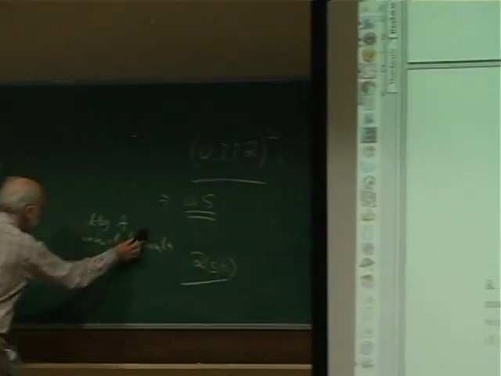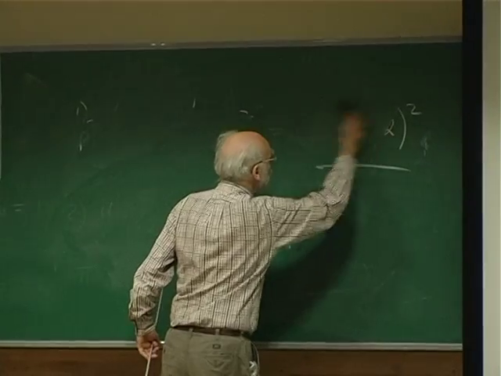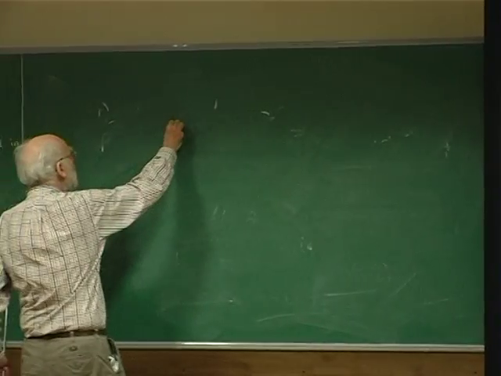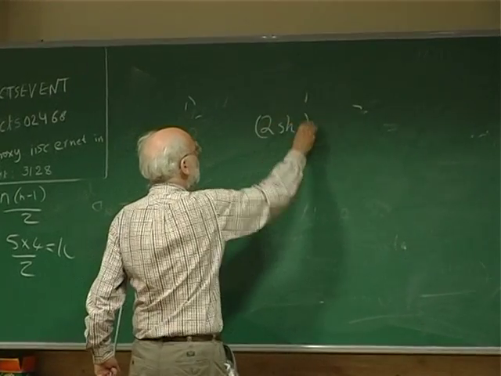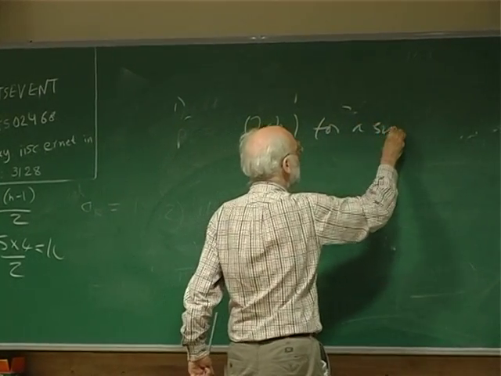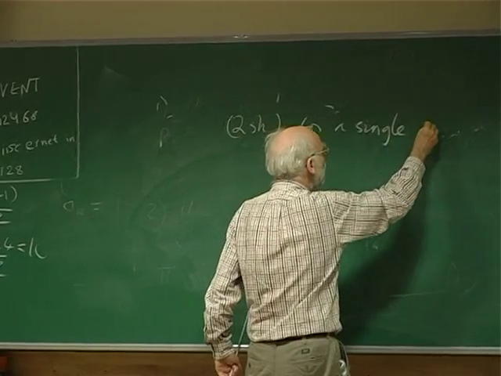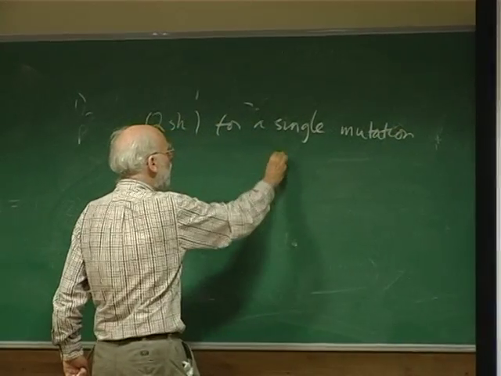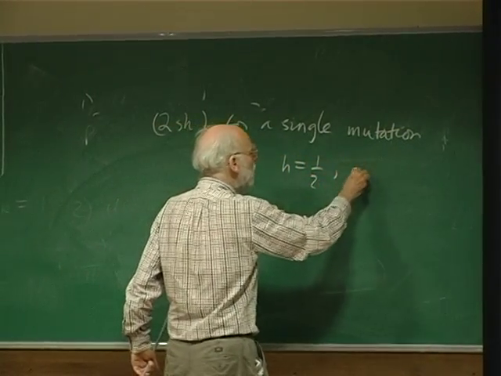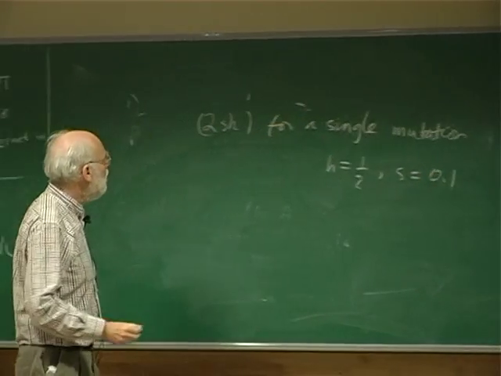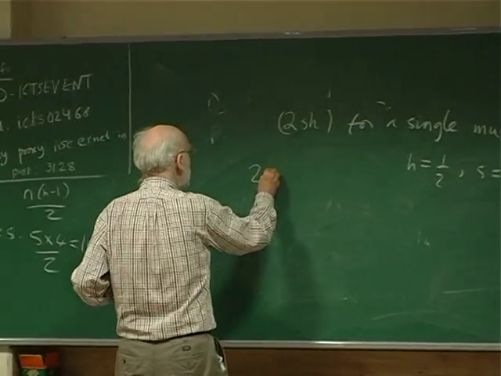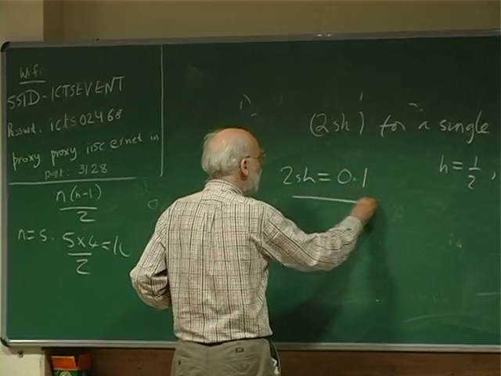So first of all, what's the probability of fixation or establishment of a single mutation here? All right. So fixation probability, we all agree, is 2hs for a single mutation. H is the dominance coefficient, S is the selective advantage in the homozygote. So H is a half, right? S is equal to 0.1. So what is 2SH? Right. 2SH equals 0.1. That's the easy part.